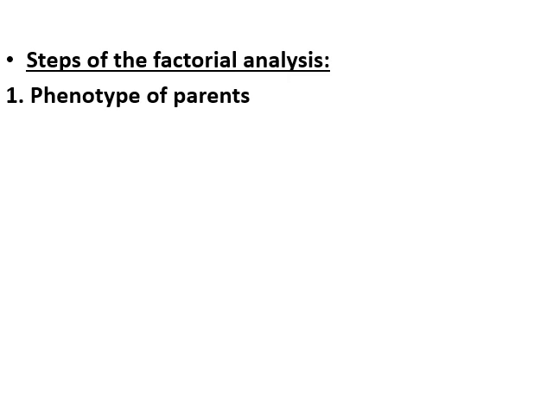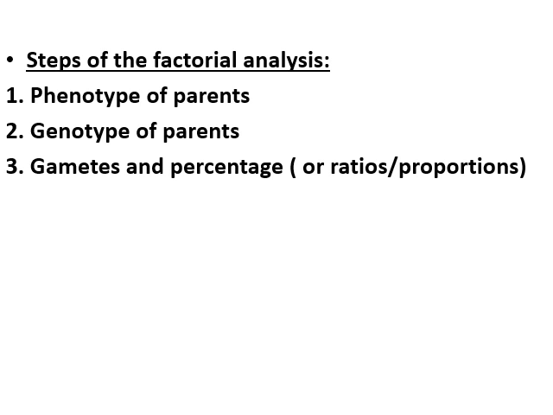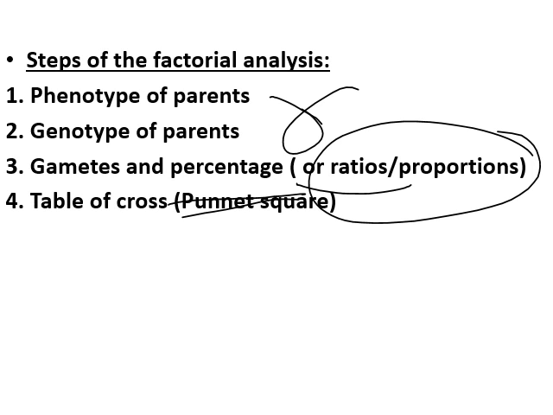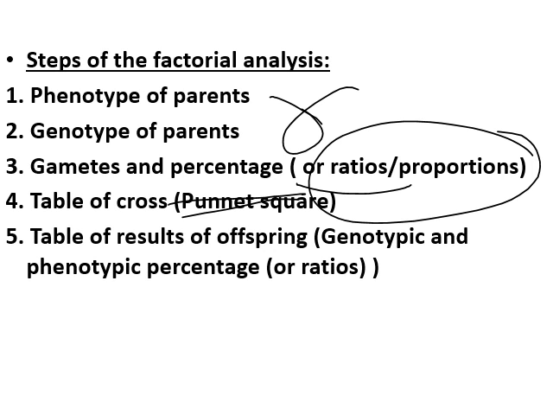So here, let's move to part 4, steps of the factorial analysis. Be careful with these steps. Number 1, you have to write the phenotype of the parents. Number 2, genotype. Number 3, gametes and percentage, either ratio or proportion, or percentage. For gametes, you have to put the symbol of the gametes. Step number 4, table of cross, which is called the Punnett square. And finally, table of results of the offspring, the genotypic and the phenotypic percentages or ratios.